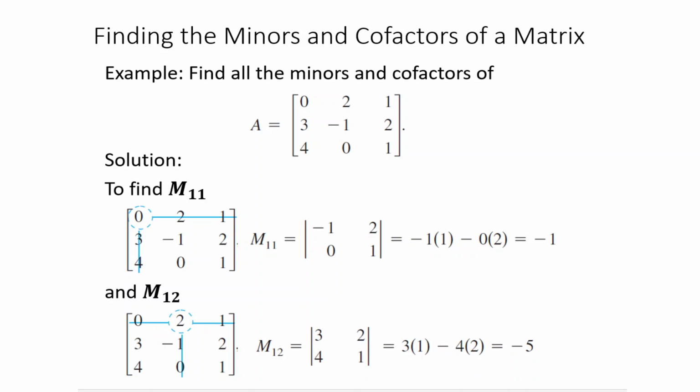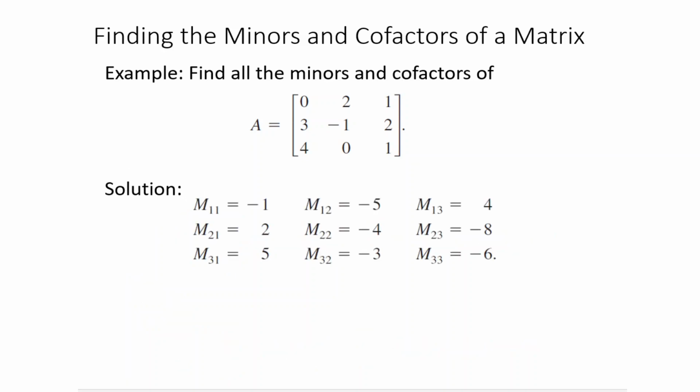So you do the same for the rest of the entries. I have here all the minors of the matrix A. Now for the cofactors, we can follow the sign pattern given a while ago: the positive of M sub 1, 1, next the negative of M sub 1, 2, then the positive of M sub 1, 3, negative of M sub 2, 1, and so on. So we have the following cofactors.